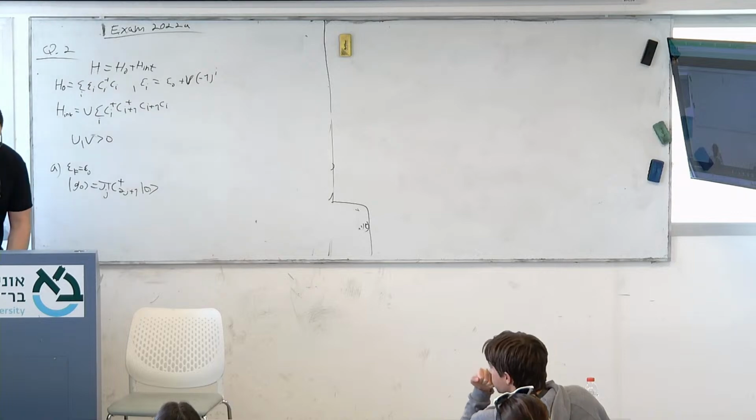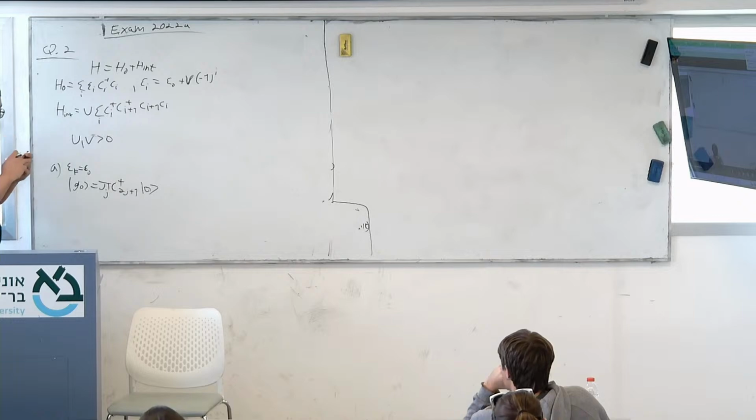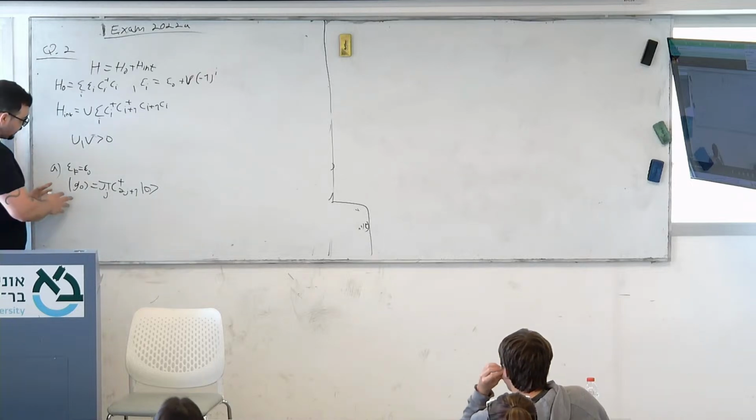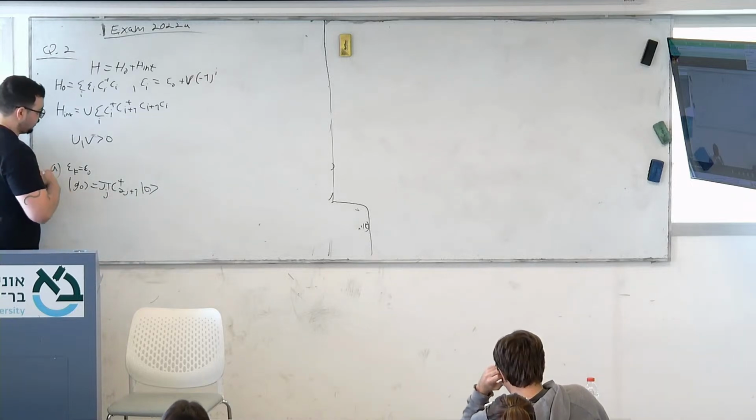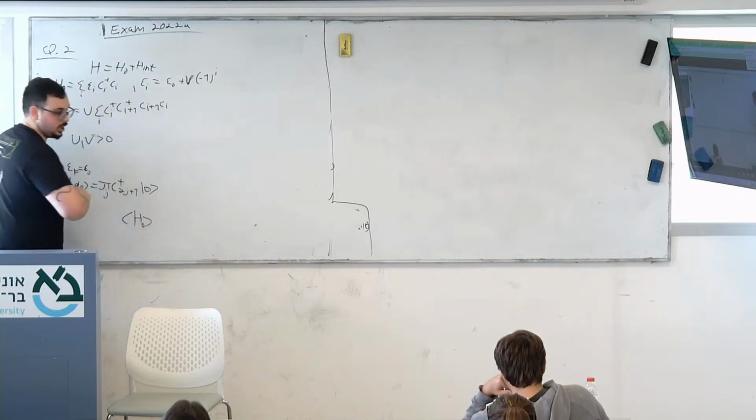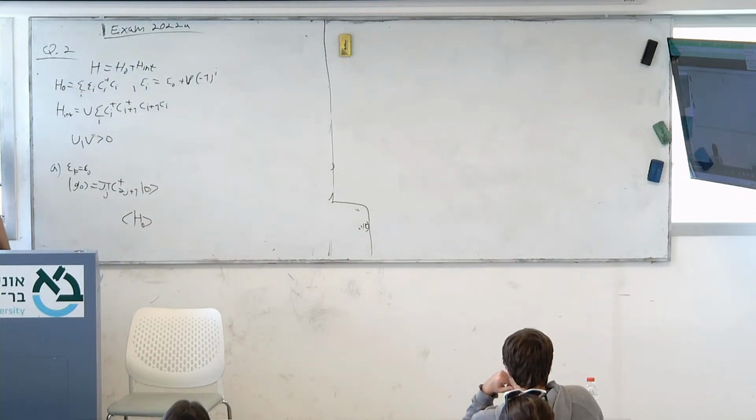Alright, when we talk about the ground state, we want to talk about minimum energy states. So let's imagine we don't have the interaction term for a second, and let's just look at H0. What will happen if we try to find the H0 expectation value, which is the energy?